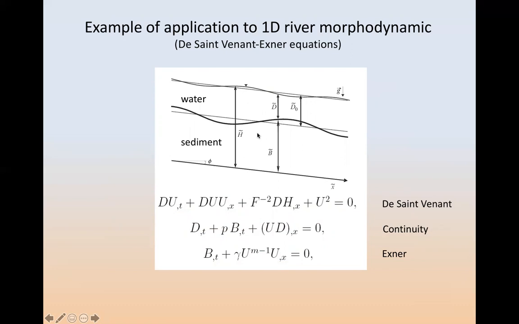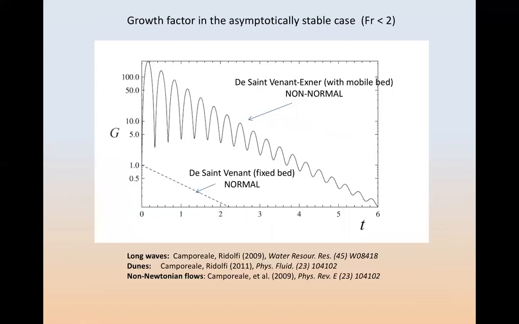So the displacement of the bed. So we know that just the Saint Venant problem, so not considering the bed evolution, so the classical problem is normal. So the growth function is monotonically decreasing. So there is no transient growth. Instead, if we consider the mobile bed, so we couple also the Exner equation, we have a non-normal behavior, so a transient growth.